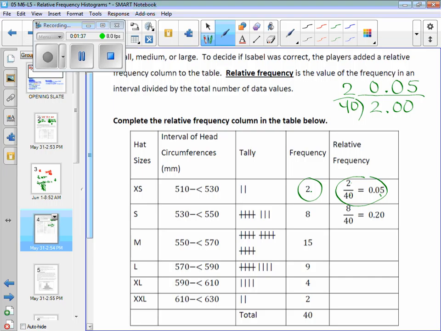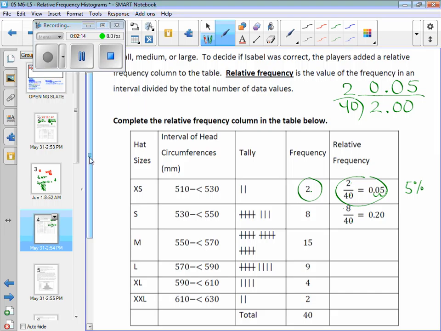Now, what percent is that? Because once you have a decimal, you can change it to a percent if you know the rule. Somebody on this side of the room, maybe. Hunt. Tell us, how many times do you move it? 2 times. 1, 2, and get what? 5%. That's telling you that 5% of everybody that was tallied are extra small in size. Okay?